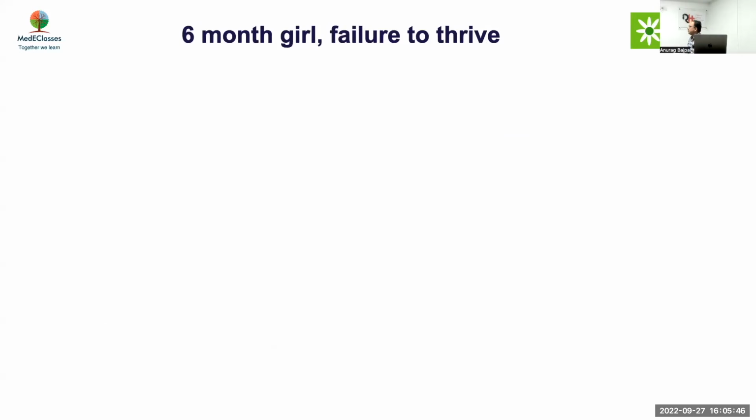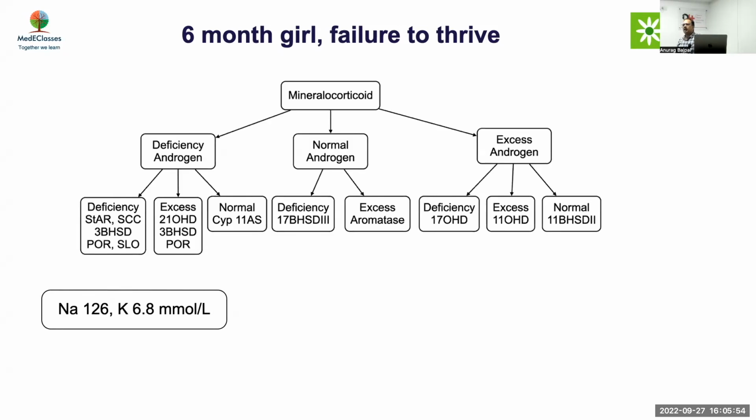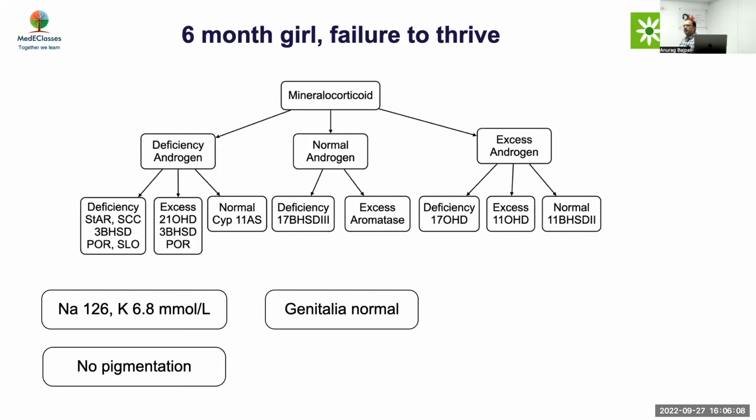A 6-month-old girl with failure to thrive, sodium is low, potassium is high, hyponatremia and hyperkalemia. So there is a mineralocorticoid deficiency. So now the next step, this is a girl, you want to look at whether the androgens are high or not. So no pigmentation, genitalia is normal. So what are you looking at? Mineralocorticoid is low and androgen is normal.